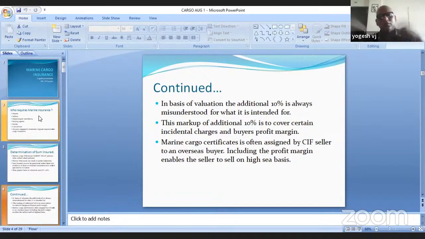We have our own ideas of that. Many underwriters have their own ideas of that, but it is basically to cover the profit margin and the incidental charges that occur at the destination port. So marine cargo certificates are often assigned by the CIF seller to an overseas buyer. Including the profit margin enables the seller to sell on high sea basis. So this 10% markup is for that.